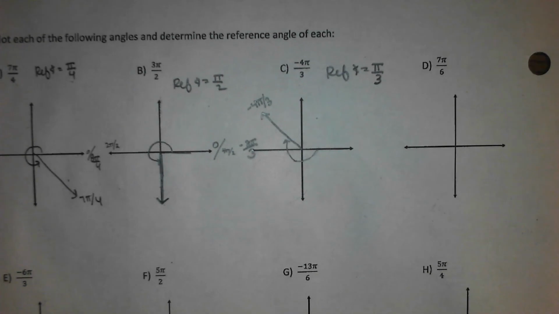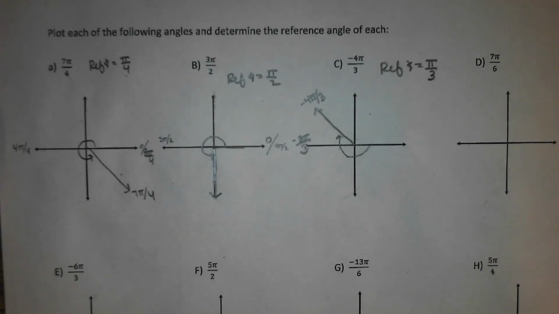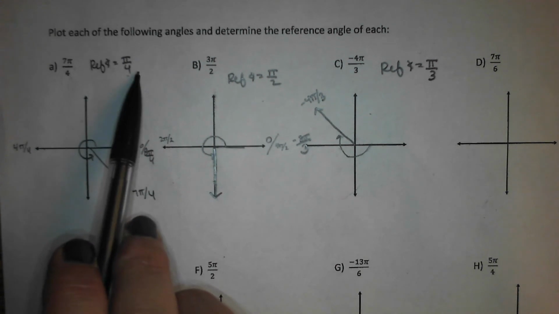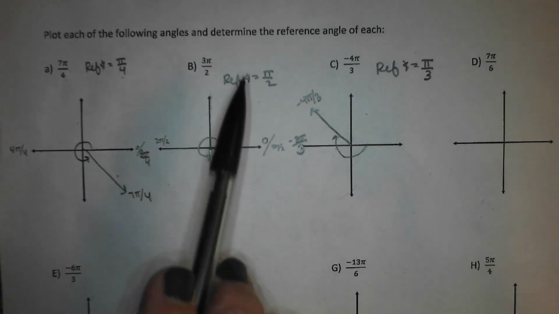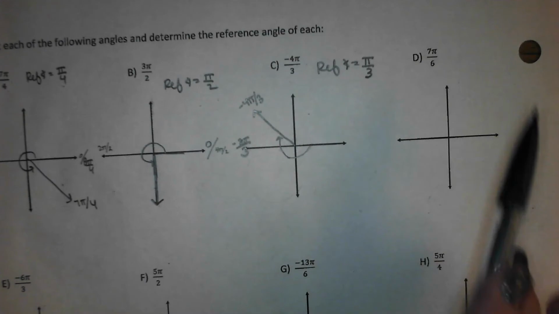Have you noticed a shortcut for the reference angle yet? Elena, with a nod, what is the shortcut? Right, whatever family you're in. Exactly. This is the pi over 4 family. Your reference angle is pi over 4. Pi over 2 family, pi over 2. Pi over 3 family, pi over 3. This one will be a pi over 6.